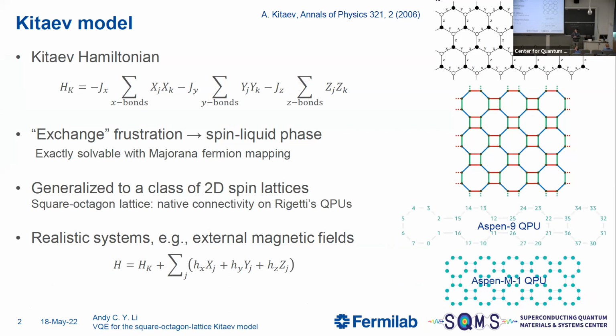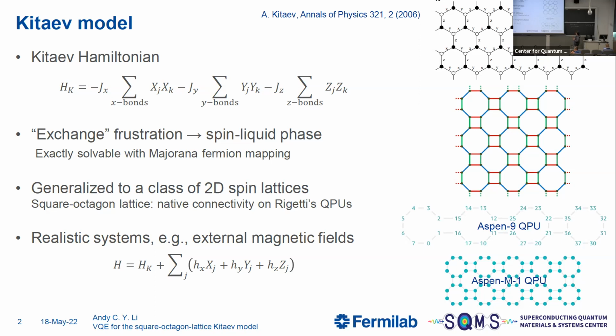Let me start with a very small background on the Kitaev model. Kitaev is famous for magnetic models, but we are specifically talking about the Kitaev spin model that was proposed back in 2006. The idea is that this is a spin model. Each spin is coupled with other spins, and each coupling has a different type: XX coupling, YY coupling, and ZZ coupling.